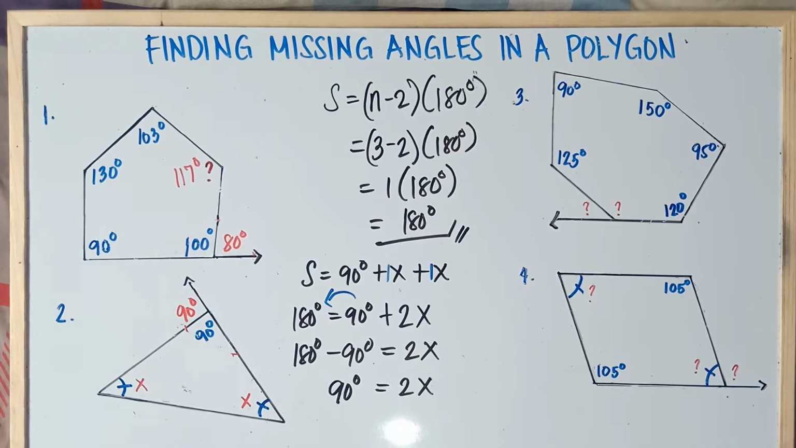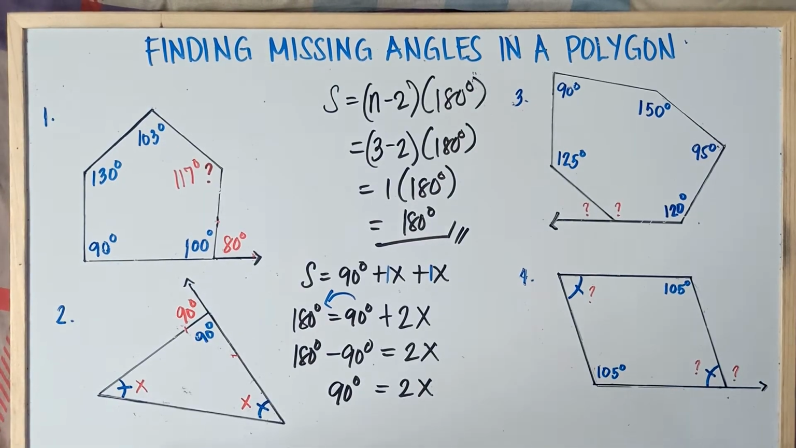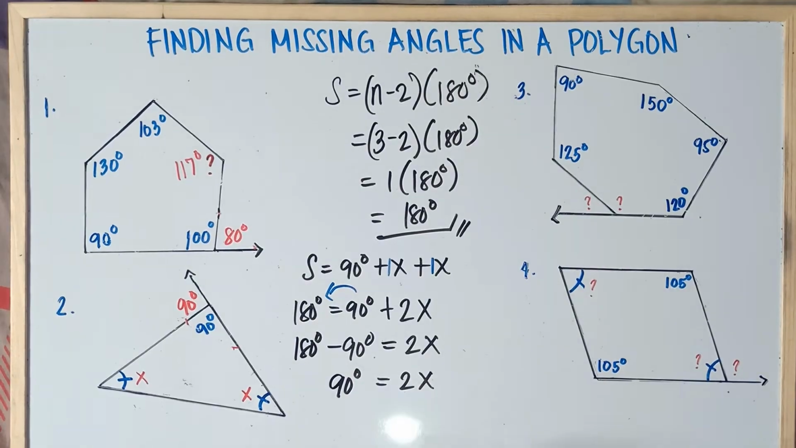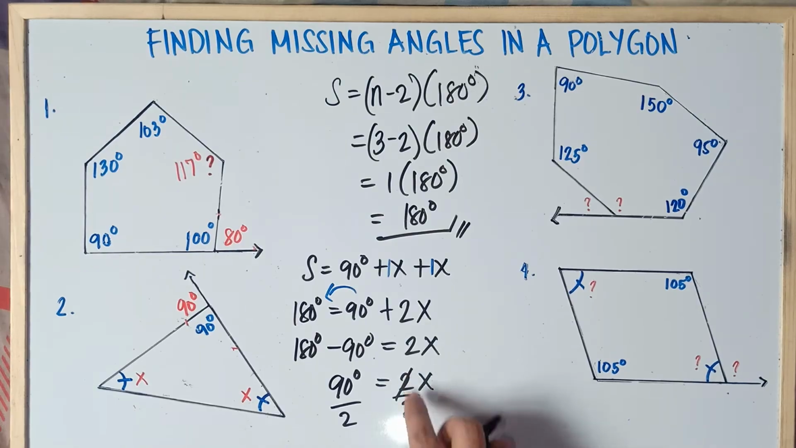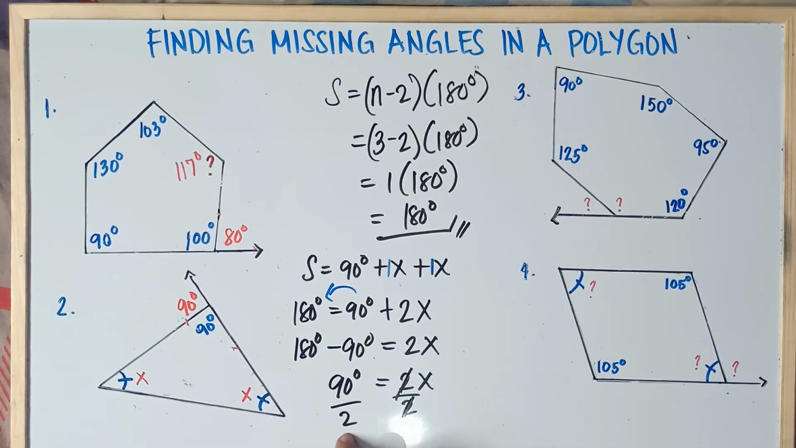So to get the value of x, you divide both sides by 2. Divide by 2, cancel this out. Sir, why do we need to divide both sides by 2? So that we can cancel this out, class, because 2 divided by 2 is 1. Once you divide by 2 here, you also divide by 2 on the other side to make the equation balance.